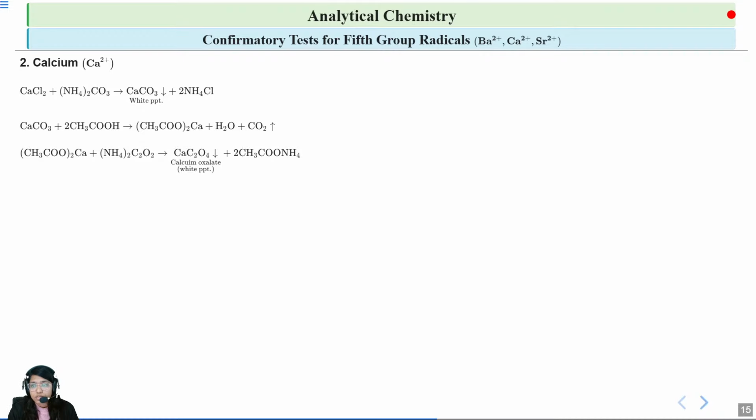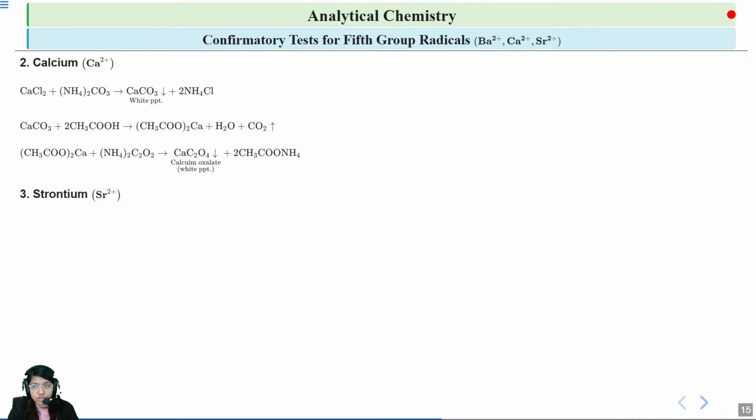Calcium oxalate is insoluble in water, so it forms a solid white precipitate, while the ammonium salt remains in solution. This is a double displacement reaction where the cations and anions exchange partners, so the calcium acetate and the ammonium oxalate exchange their cations and anions to form calcium oxalate and ammonium acetate or ammonium ethanoate.